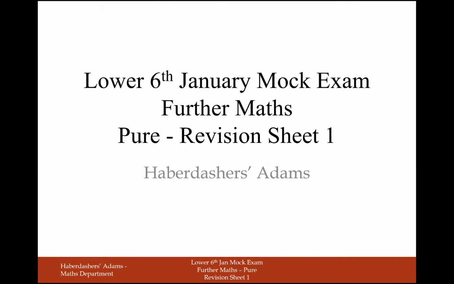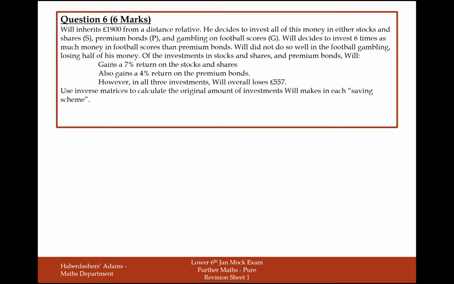Hello there and welcome to question 6 from revision sheet 1. So, Will inherits £1,900 from a distant relative. He decides to invest all his money in either stocks and shares, premium bonds, or gambling on football scores. Will decides to invest 6 times as much money in football scores than premium bonds.